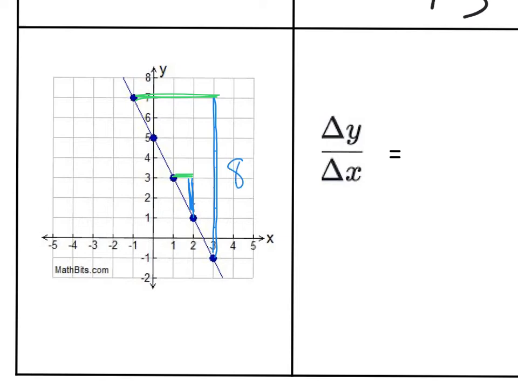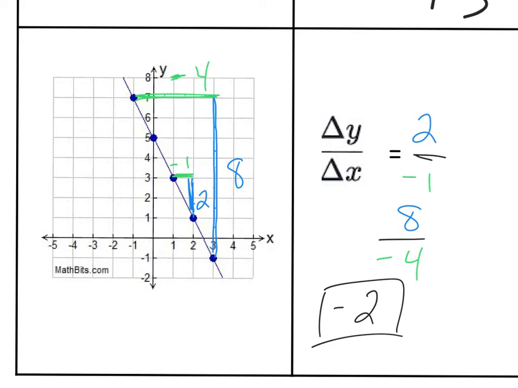Or if you're using this triangle, 1, 2. And the horizontal change is 1, 2, 3, 4, but wait, we went in the negative direction, so it's negative 4. And this is negative 1. So either way you do this, you're going to get 2 over negative 1, or if you use a big triangle, you're going to get 8 over negative 4. That makes our slope equal to negative 2. If we simplify either of those, we get negative 2.